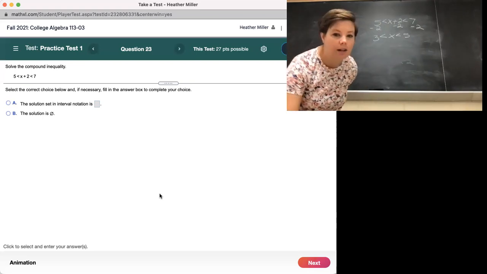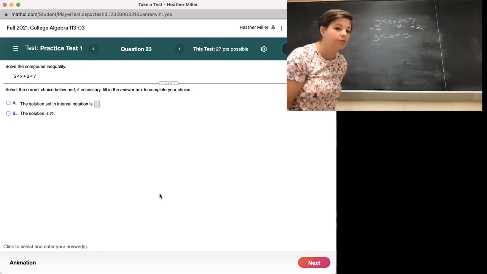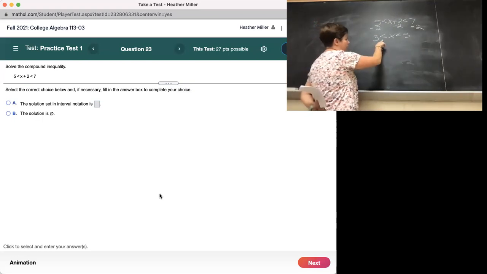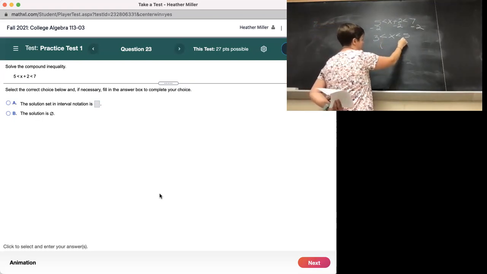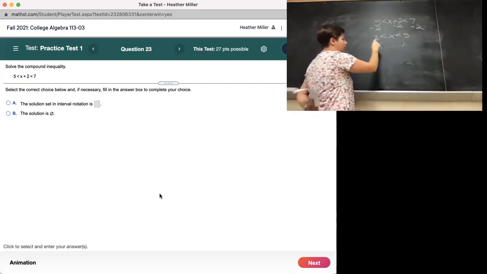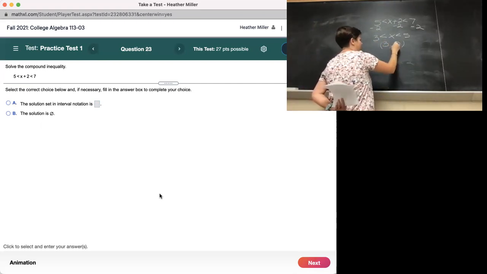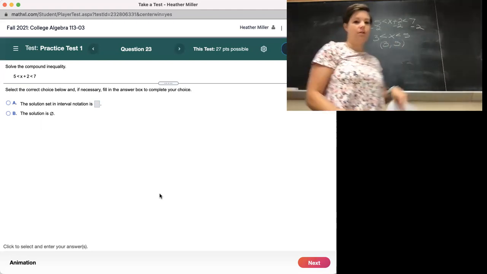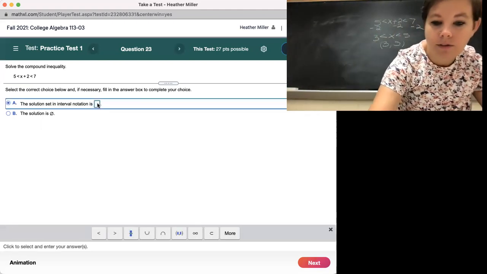Now it says though that I need to write the solution in interval notation. Okay, well these are both less than, so it's not equal to, so I know I have parentheses on both sides. My low point is 3 and my high point is 5. So it's (3, 5).